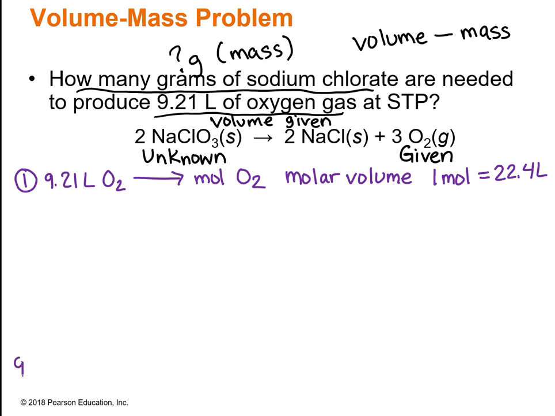When we start writing our equation, we've got 9.21 liters of oxygen gas, and we need to make that unit equation into a unit factor. We're trying to get rid of liters. So where should I put liters? The top or the bottom?